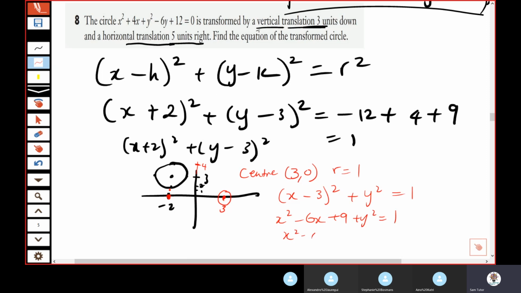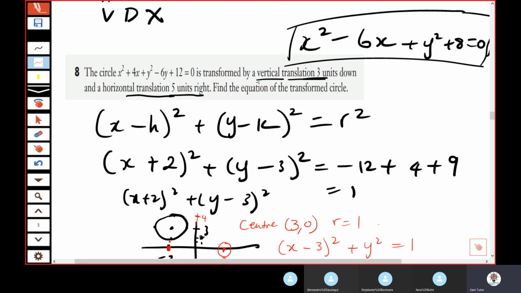Bring it all to one side. It looks like that's what they've done in the answers. 9 take away 1 is 8. There it is.